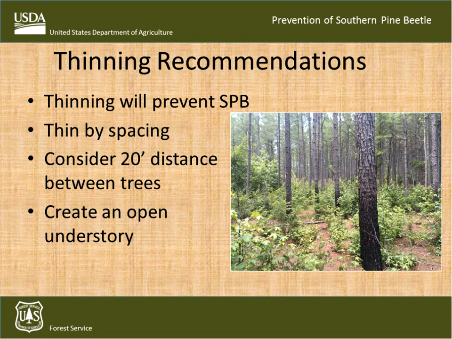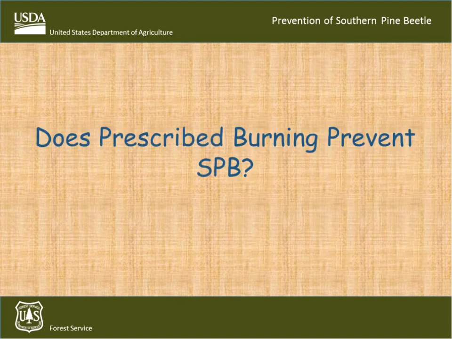So with all these studies in mind, my thinning recommendations, and the recommendations from the SPB prevention program, are that thinning certainly will prevent southern pine beetle. It's a valuable tool when thinking about SPB. Consider thinning by spacing. Consider that 20-foot distance between trees after your thinning has occurred, or as far out as you can, depending on your situation and your target basal area. And think about creating that open understory. A great way to create that open understory is through prescribed fire.